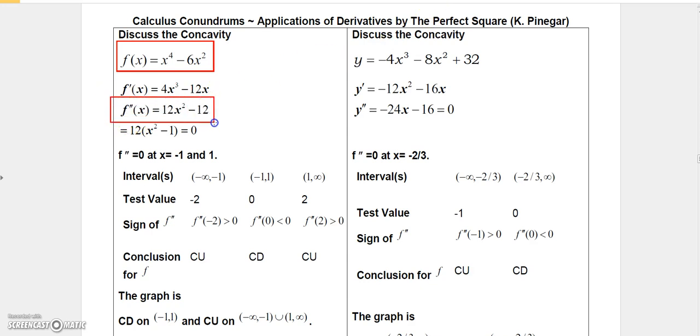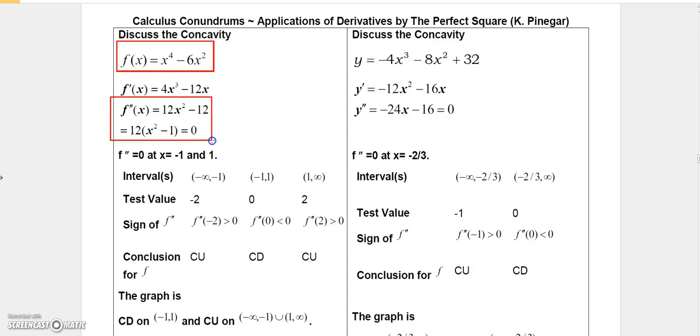Now, so that's the second derivative. The second derivative can equal 0, but it's not going to be undefined since it's a polynomial. So all I really have to do is find when that second derivative equals 0.